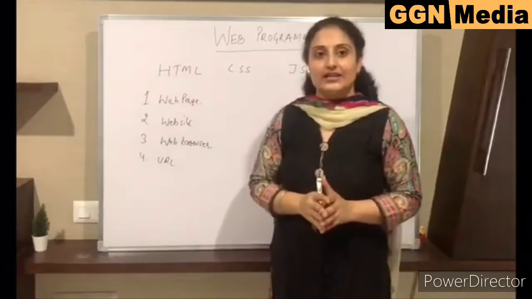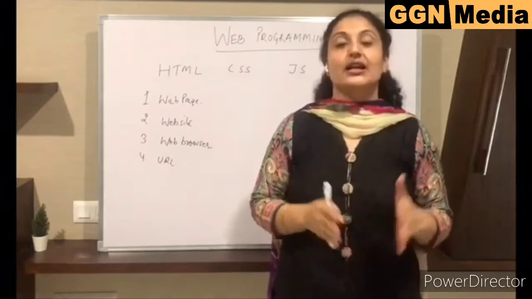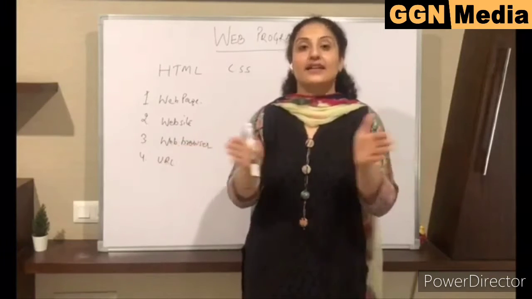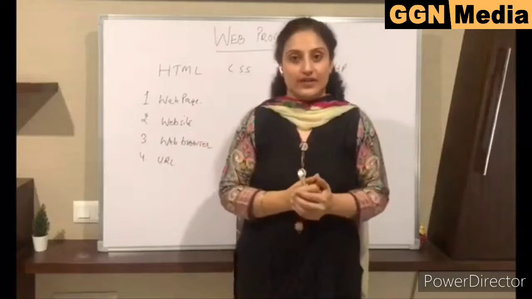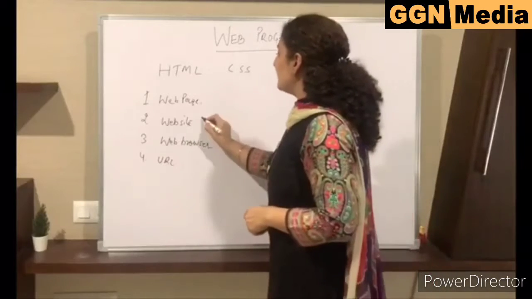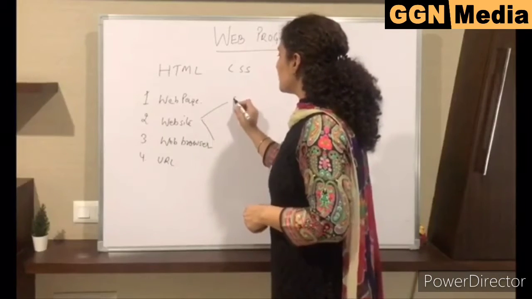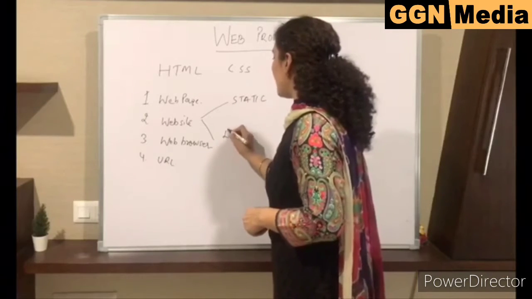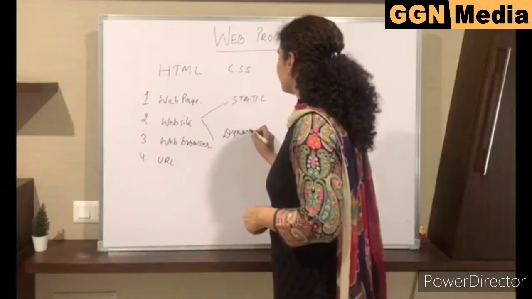Second is website. A website is basically a collection of web pages. When all the web pages are linked together, a website is created. Websites can be further divided into 2 categories. One is static and the other one is dynamic.